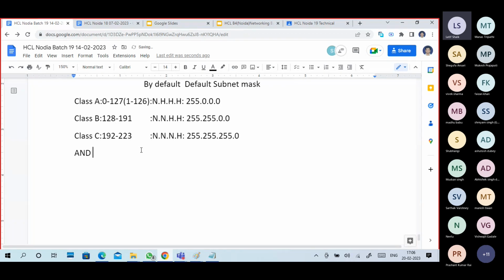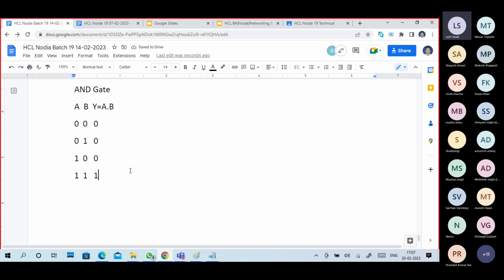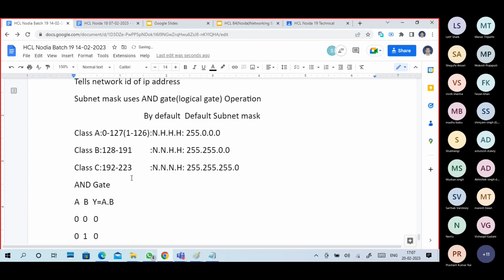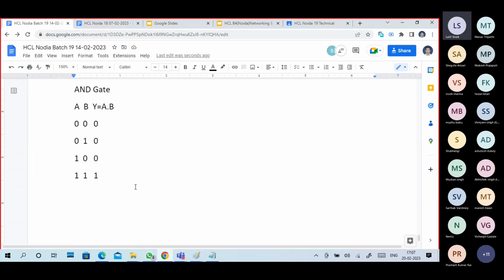AND gate, just for information only, guys, don't worry. A is an input, B is an input, Y is the output, A dot B is the expression. A is 0, B is 0, Y is 0. So if any input is 0, then the output is 0. That's simple. If all inputs are 1s, the output is 1. That is the AND gate operation. Some more small points I will add, and that's how we'll close that part.